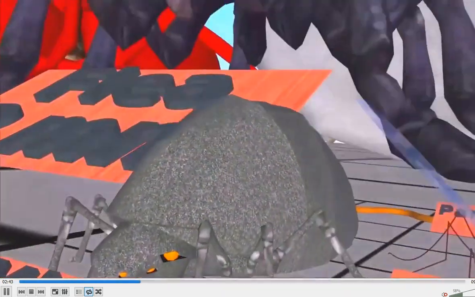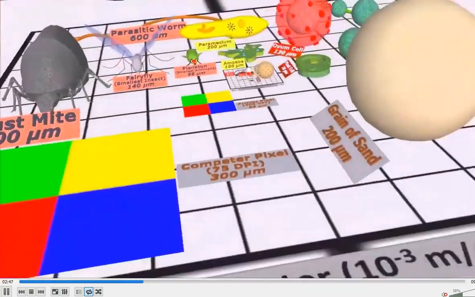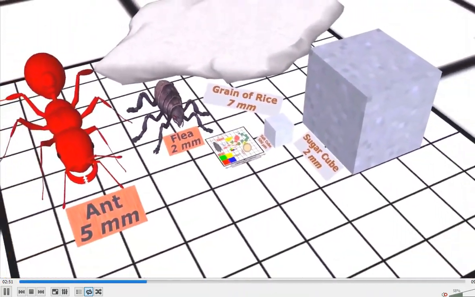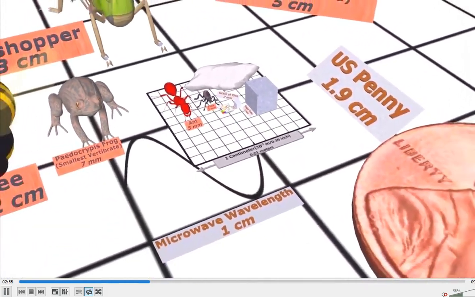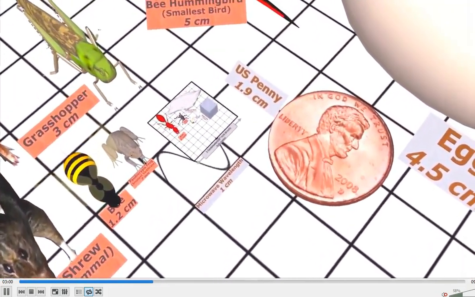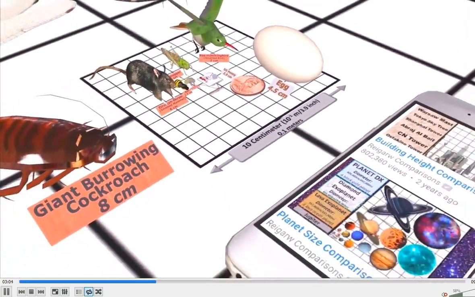But remember, they look big from this angle, though not from our angle, because we're only dealing with a millimeter. That tiny square there is 1 millimeter. So now we've got things like sugar cubes and, well, that's a pretty small frog. I have a hard time believing that frog exists. Apparently it does. Anyway, an egg.